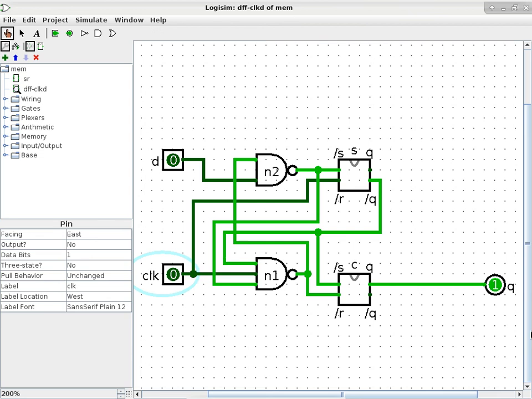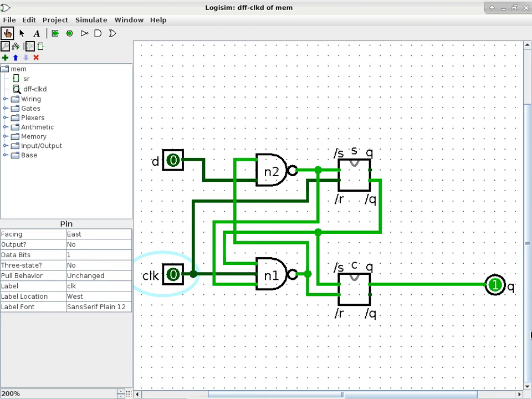If clock is a 0, it's going to do the same thing to the other NAND gate. Now this NAND gate has 3 inputs, not 2. But it's going to do the same thing, because when clock is 0, N1 is guaranteed to output a 1, which means /R of the C SR latch is also guaranteed to be a 1. Is that okay?